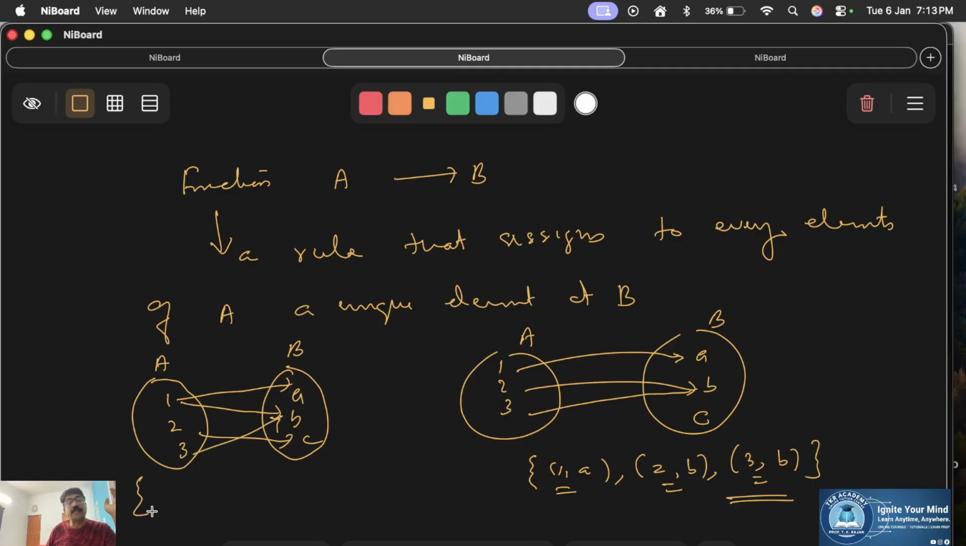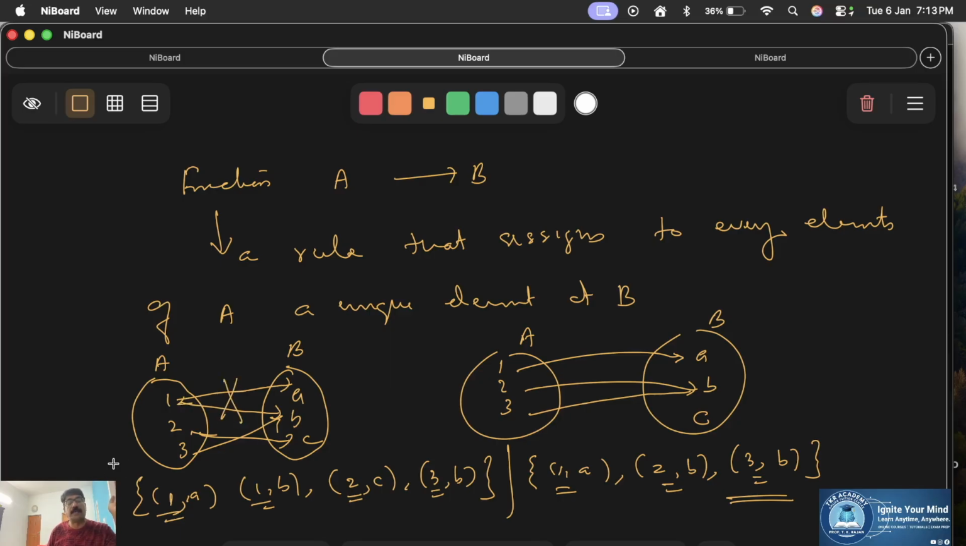So the pairs are actually 1A, then 1B, then 2C, 3B. Here, every element has come. Every element has an image, but the element 1 has 2 images here. So this is not allowed.